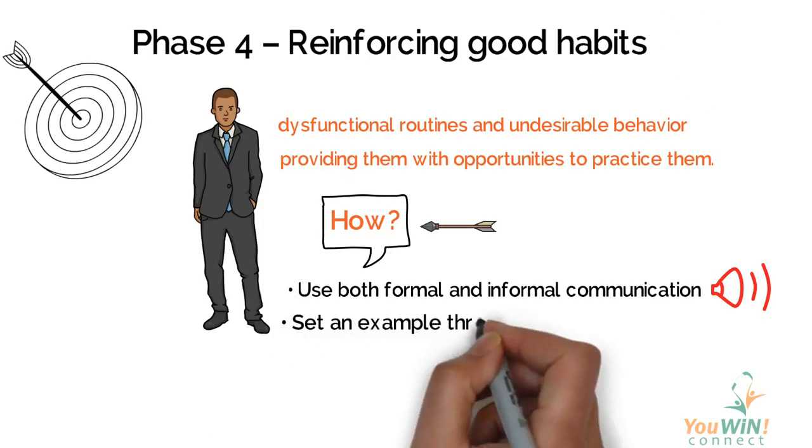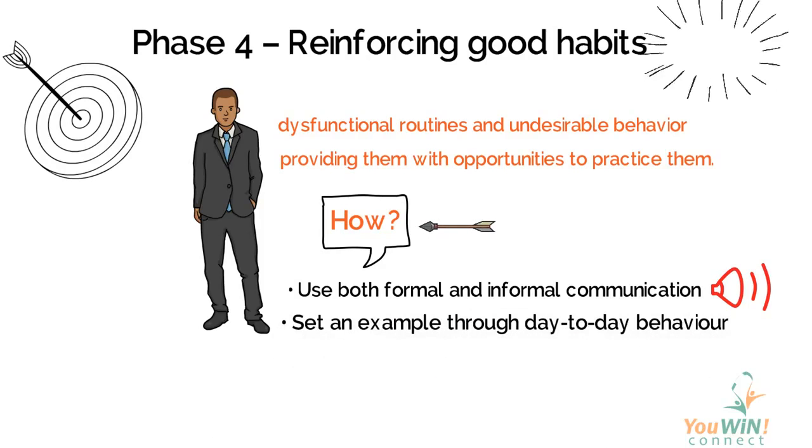Set an example through day-to-day behavior. Using day-to-day behavior as an example, the leader can communicate what behavior he or she wants staff to enact. For example, a leader with a vision to create a customer-focused department can set an example through the amount of time or effort he or she devotes to the customers and how he or she handles difficult customers.